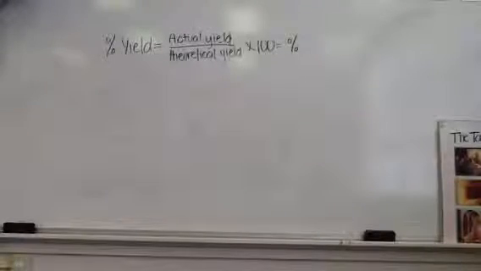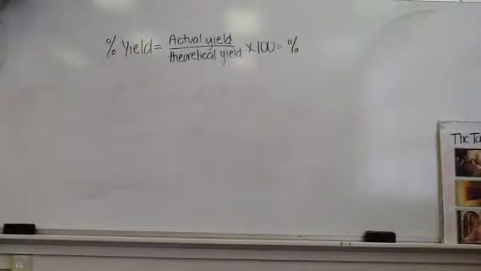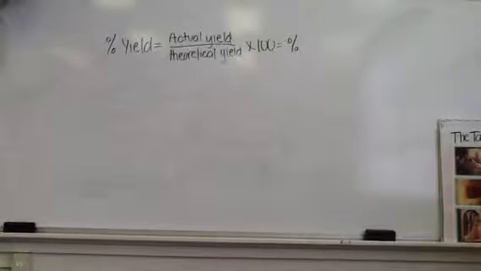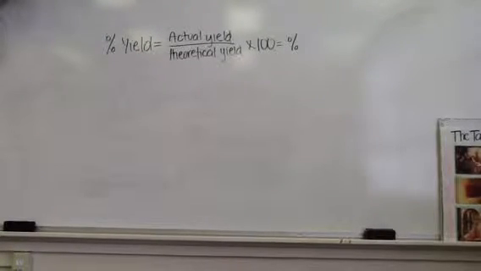Today our topic is percent yield, which is the actual yield divided by the theoretical yield times 100 in order to give us our percent. The actual yield is given in the problem or the experimental yield. Theoretical yield is the answer to our stoich problem.